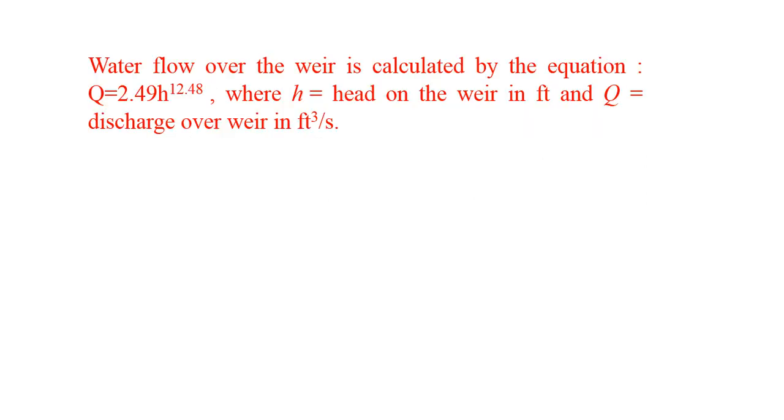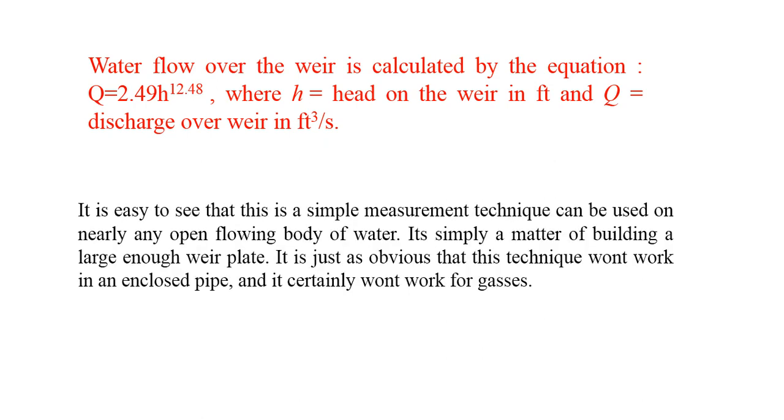Now water flowing over a weir is calculated by the equation given, which is Q equals 2.49 H raised to the power 2.48, where H represents the head of the weir in feet and Q is the discharge over the weir. It's easy to see that this is a simple measurement technique which can be used to measure the flow of an open channel. It's simply a matter of building a large enough weir plate. It's obvious that the technique won't work in an enclosed pipe and it certainly won't work for gases.